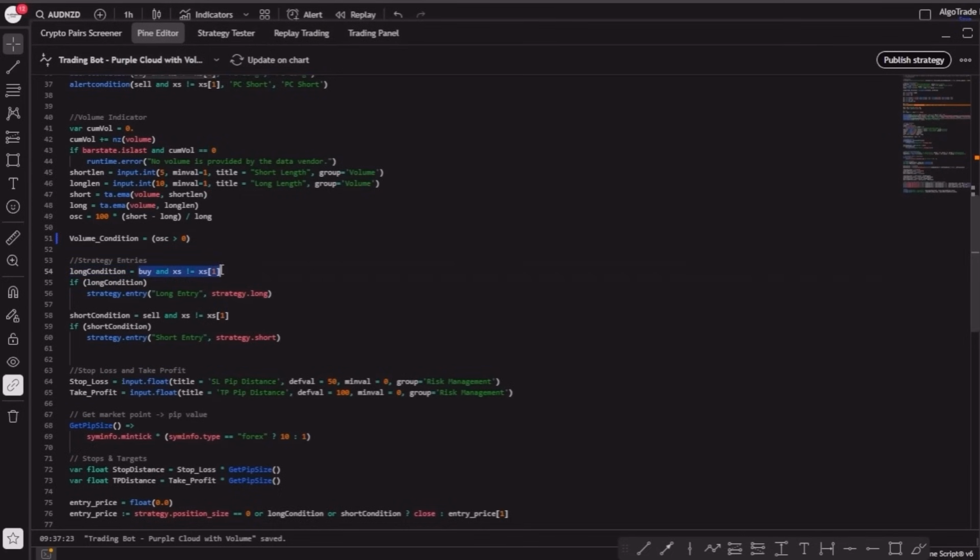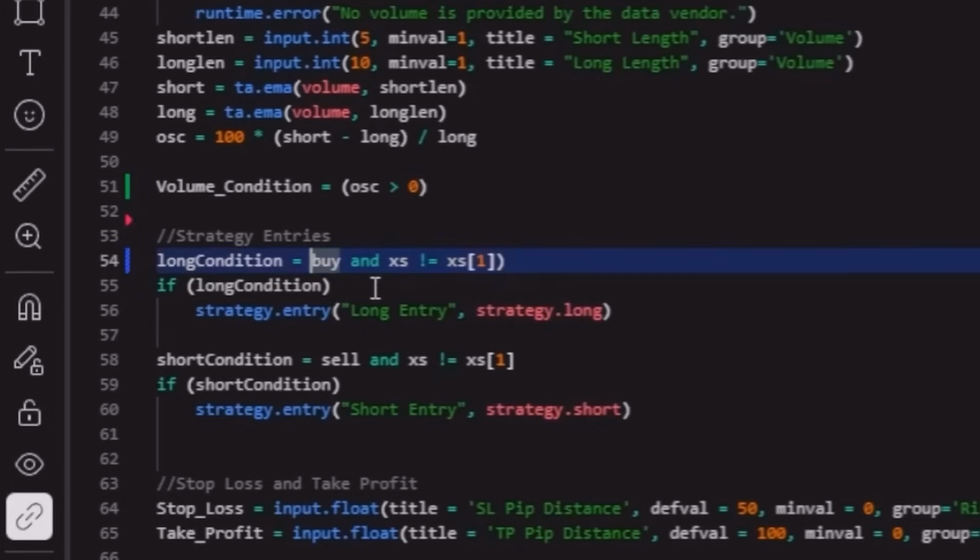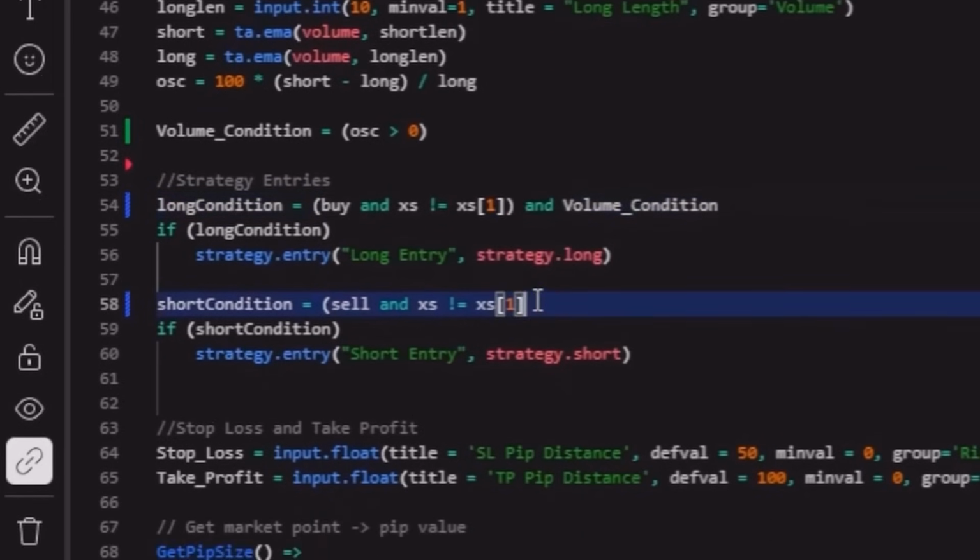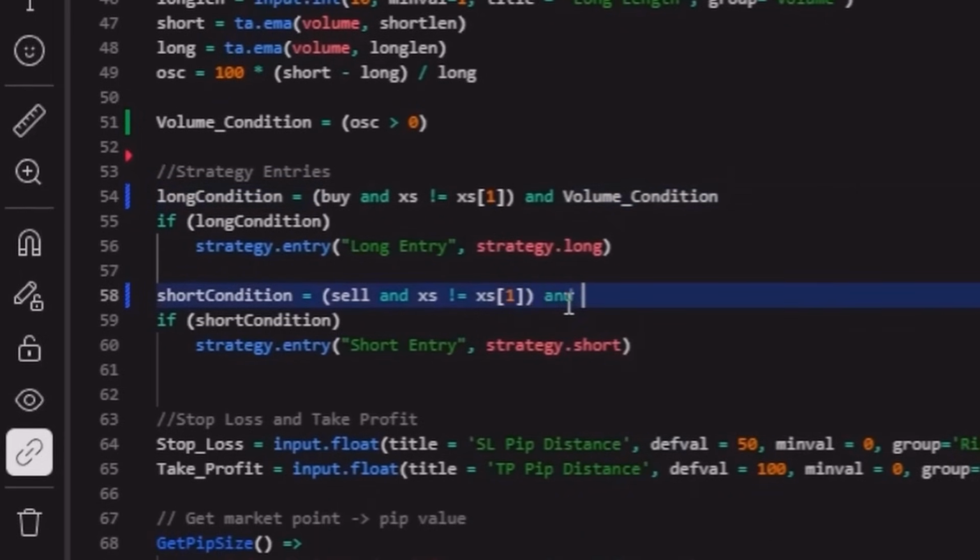Currently we only check for the purple cloud signals. What we want is to combine that with our volume condition. So in the line where we define the long condition, we will add "and volume condition", like this, and I will do the exact same thing for the short condition.